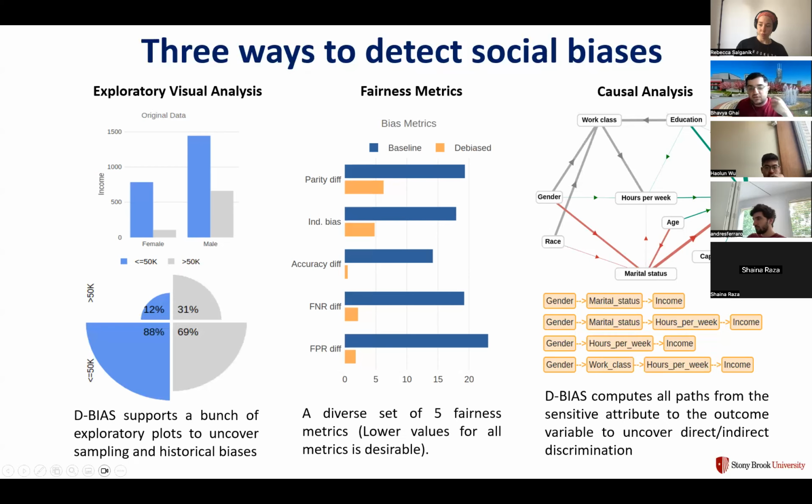And in case there was a direct edge between gender and income, in that case, we would have called it direct discrimination or disparate treatment. And this kind of indirect discrimination is called disparate impact, where there's a proxy variable or multiple proxy variables involved that indirectly have an influence on the outcome variable.